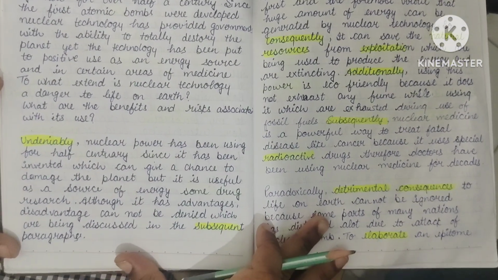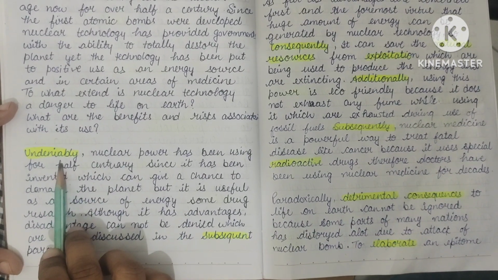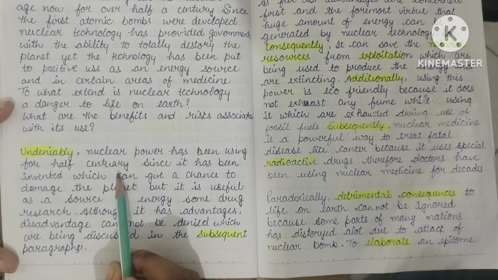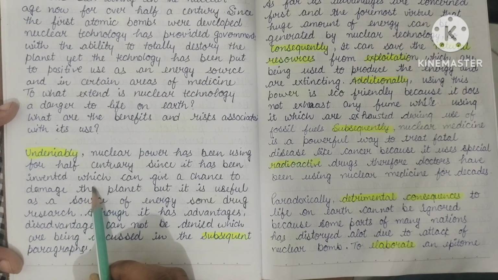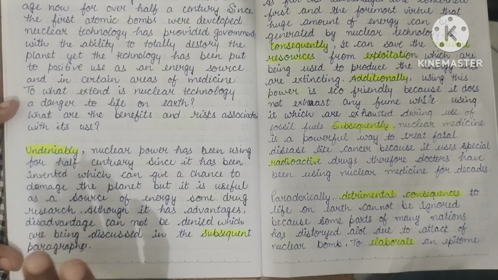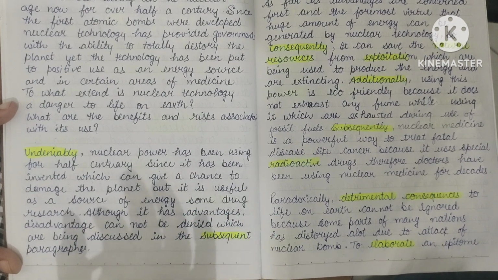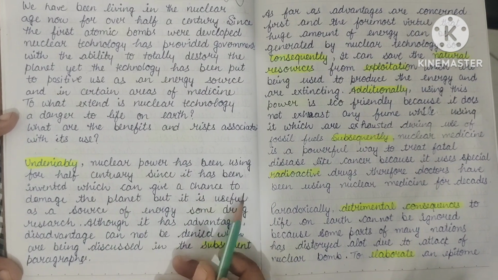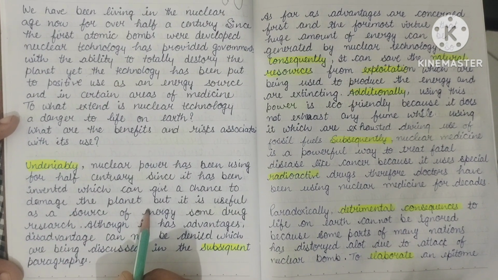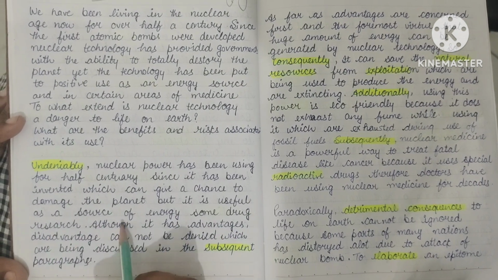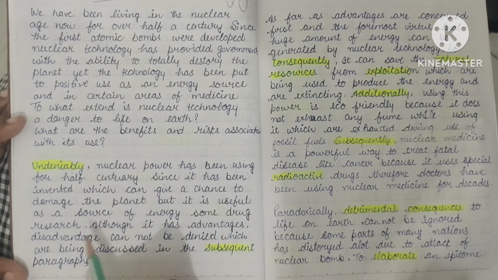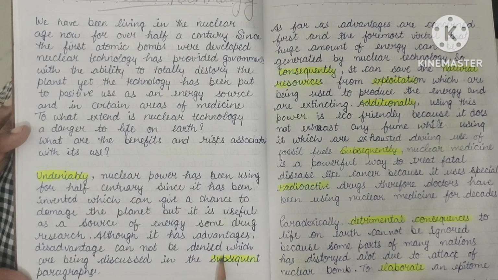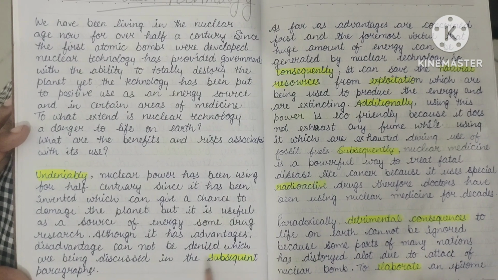So let's go with the introduction. Firstly, undeniably, there is no doubt nuclear power has been used for half a century since it was invented. It has been used by people for half a century and some decades also, which can give a chance to damage the planet like the Earth. But it is useful as a source of energy and in some drug research. Although it has advantages, disadvantages cannot be denied, which are discussed in subsequent paragraphs.